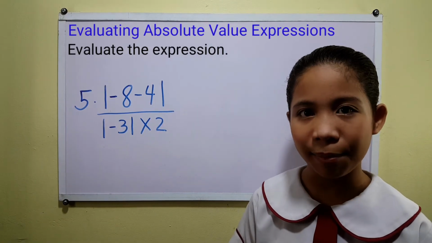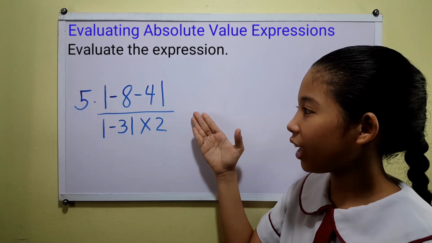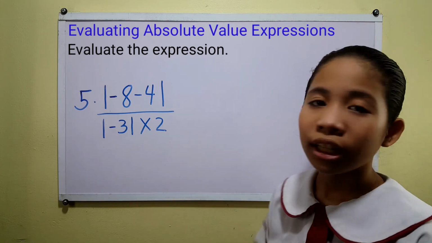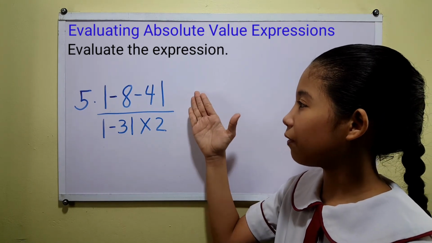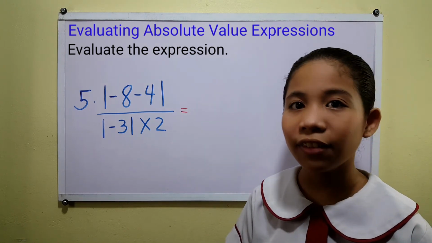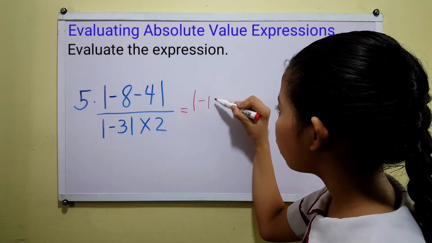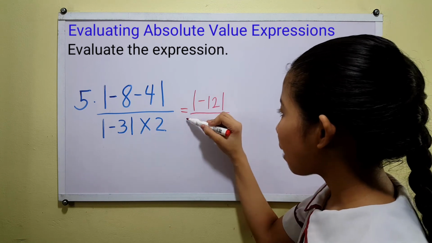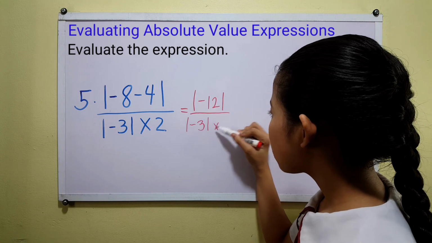In our last example, we have the absolute value of negative 8 minus 4 divided by the absolute value of negative 3 times 2. The first thing that we are going to do is to simplify the absolute value of negative 8 minus 4, which is negative 12. So we have the absolute value of negative 12 divided by the absolute value of negative 3 times 2.